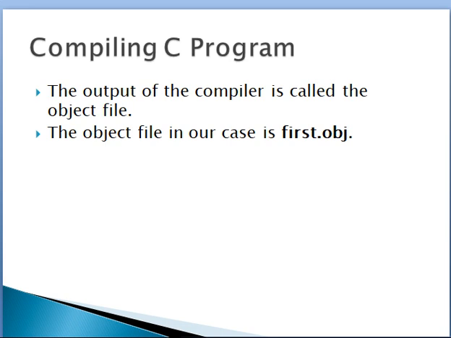The output of the compiler is called the object file. After compilation, the compiler takes the source file as input and gives an output file. That output file is called the object file. The object file in our case is first.obj.